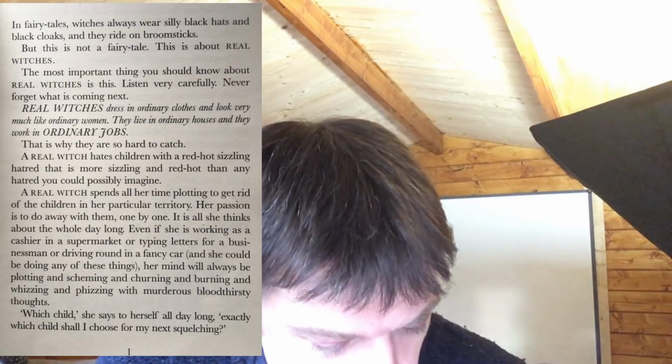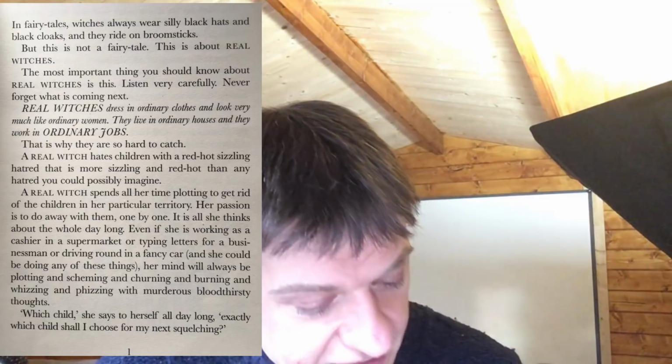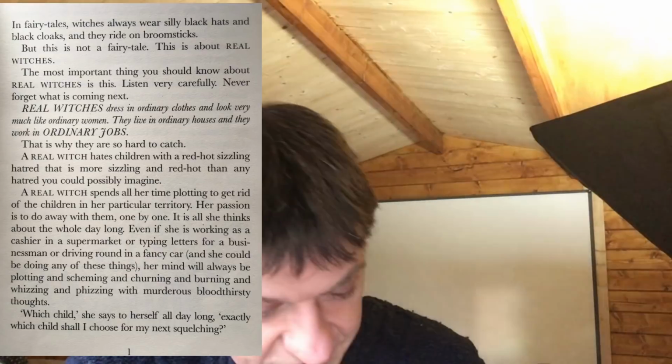They live in ordinary houses and they work in ordinary jobs. So here, I'm not so happy with Roald, because here I think Roald Dahl should actually have used a comma before the coordinating conjunction and. They live in ordinary houses, comma, and they work in ordinary jobs, because he's put the pronoun in the second main clause. And this is why I say that Roald doesn't always follow the comma rules.